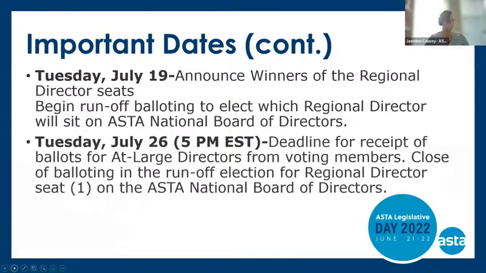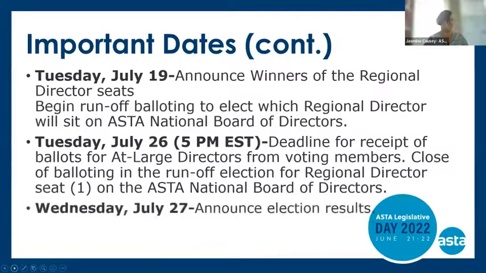On Tuesday, July the 26th, that's the deadline for the receipt of all of your ballots at this point. So the ballots for the at-large directors from the voting members, and we're going to close the balloting in the runoff election. So the ballots that you received for the at-large directors portion and the runoff election are due by July the 26th. And we will announce the election results on July the 27th.